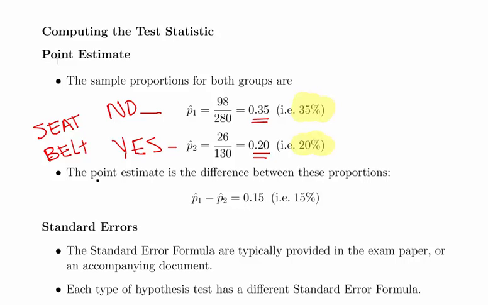Now the point estimate is the difference in the proportions. It's essentially 0.35 minus 0.20. Now you can pick this direction such that it's always a positive number.